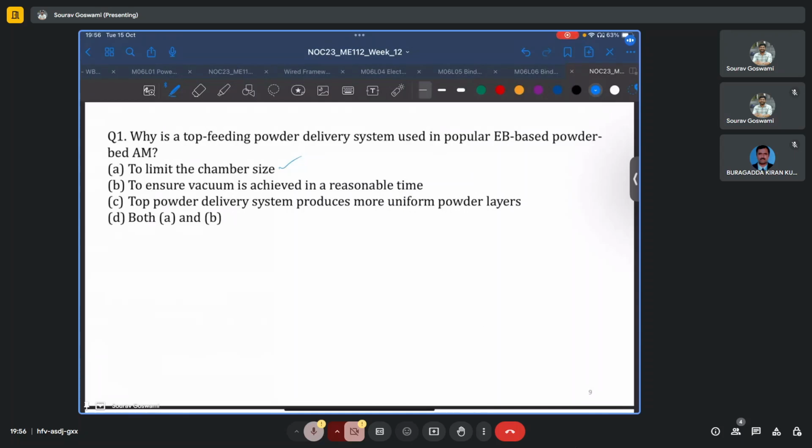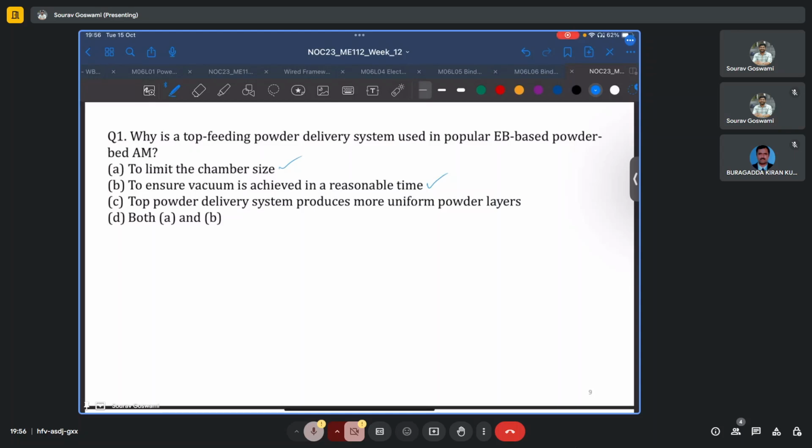Hence, vacuum can also be achieved in a more reasonable time compared to a scenario where you have a very large build chamber, with more susceptibility to leakages, and achieving a reasonable level of vacuum, which is of the order of, say, 5 times 10 to the power minus 5 millibar, can take a really long amount of time, and this time, mind you, will add to the production times.